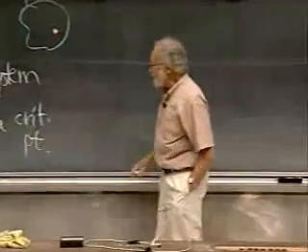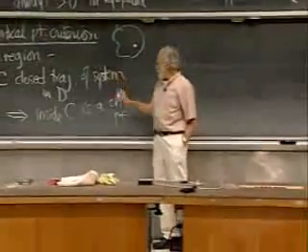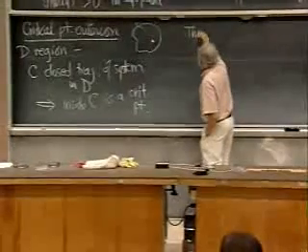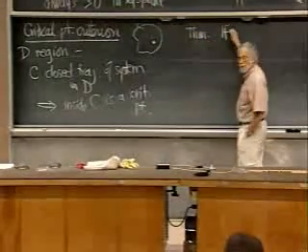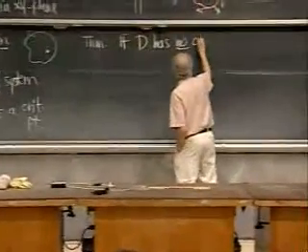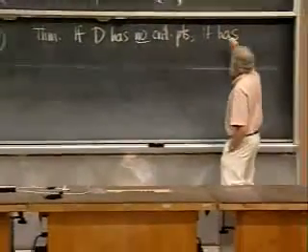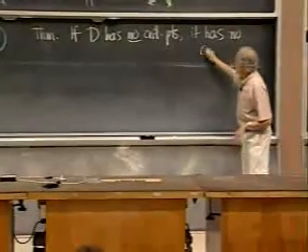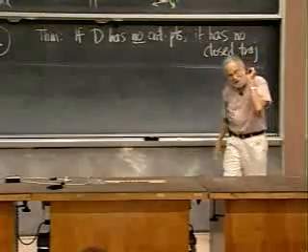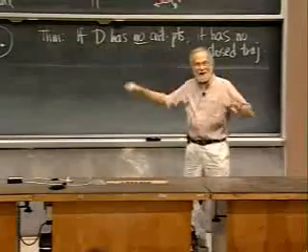So what would be the contrapositive here is that if you have a closed trajectory, inside is a critical point. So the theorem is used this way. If D has no critical points, it has no closed trajectories, and therefore it has no limit cycles. Because if it did have a closed trajectory, inside it would be a critical point, but I said D had no critical points.